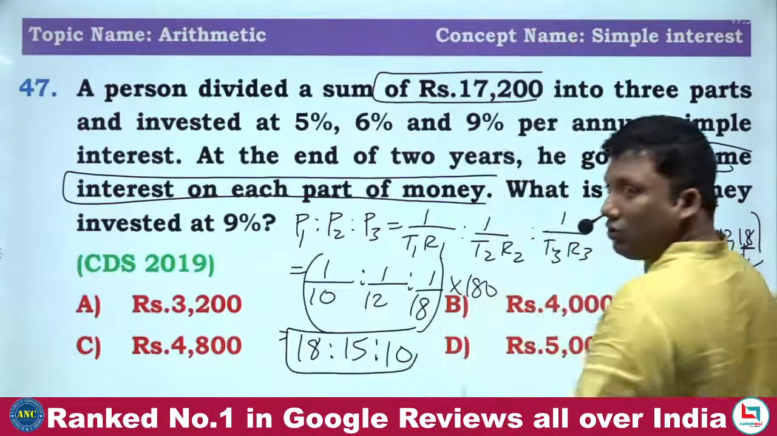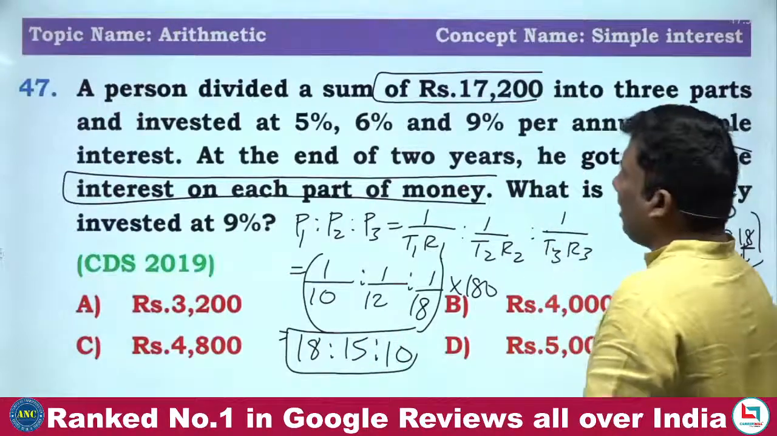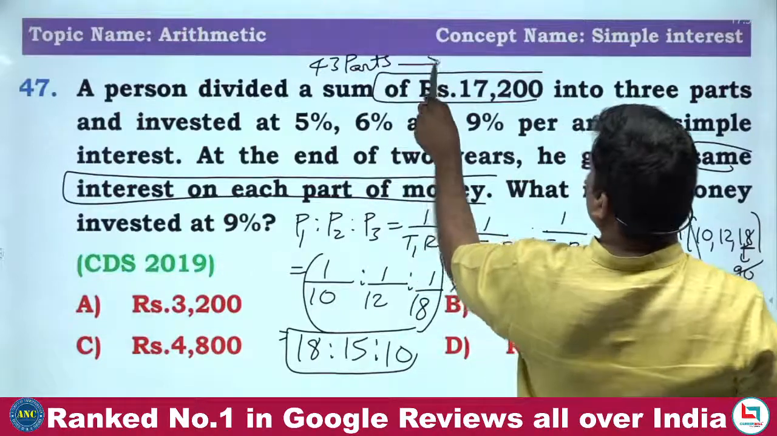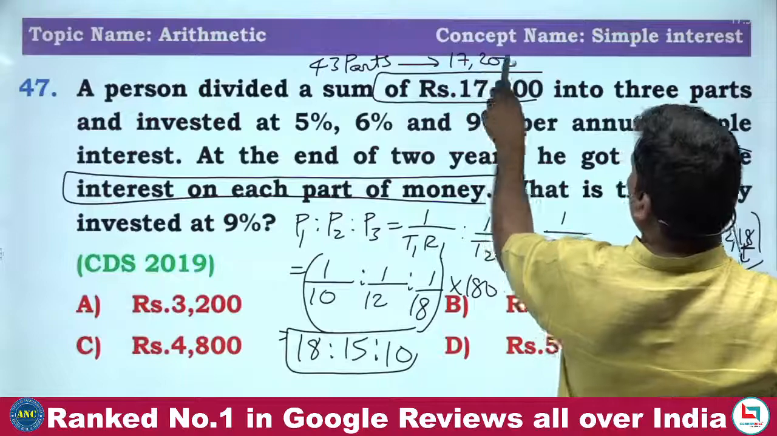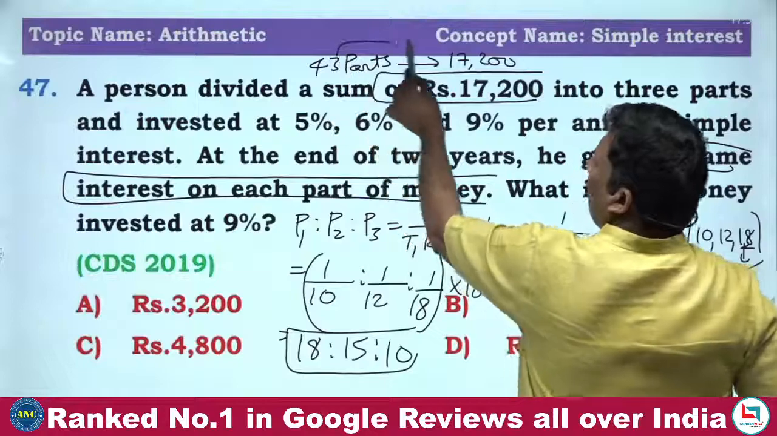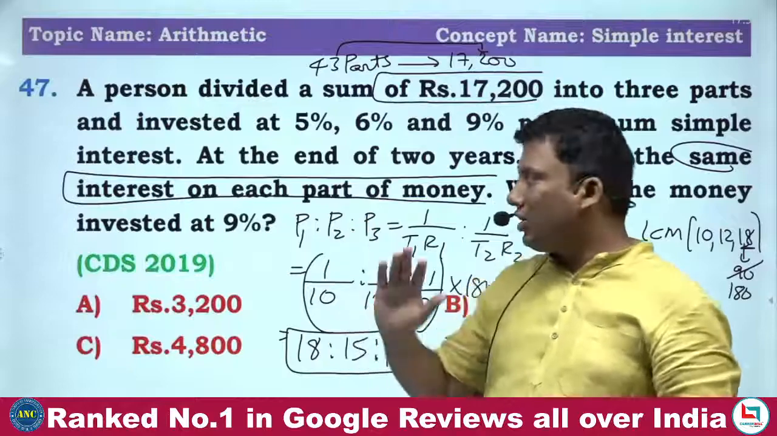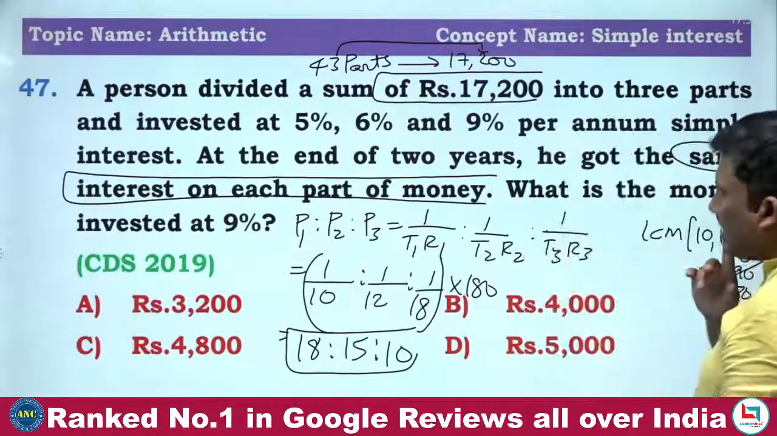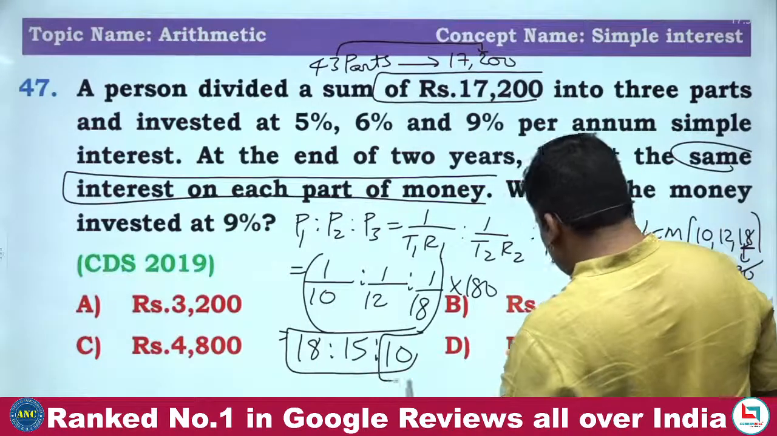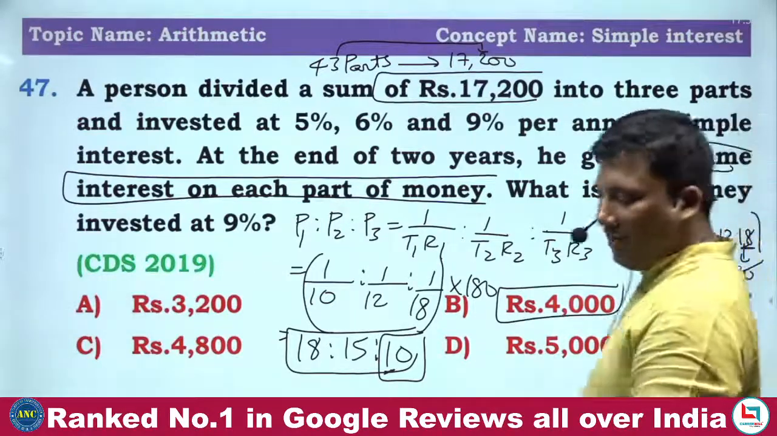If I multiply by 180, it is 18 is to 15 is to 10. So totally how much is it? 18 parts, 15 parts, 10 parts. Totally 43 parts, and 43 parts is giving you 17,200. 3 is becoming 2, so what is the multiplication factor? Into 4. 3 fours are 12. What is the question he is asking? What is the money invested at 9%? It is 10 parts, 1 into 4. The answer is 4,000. Very, very easy question.